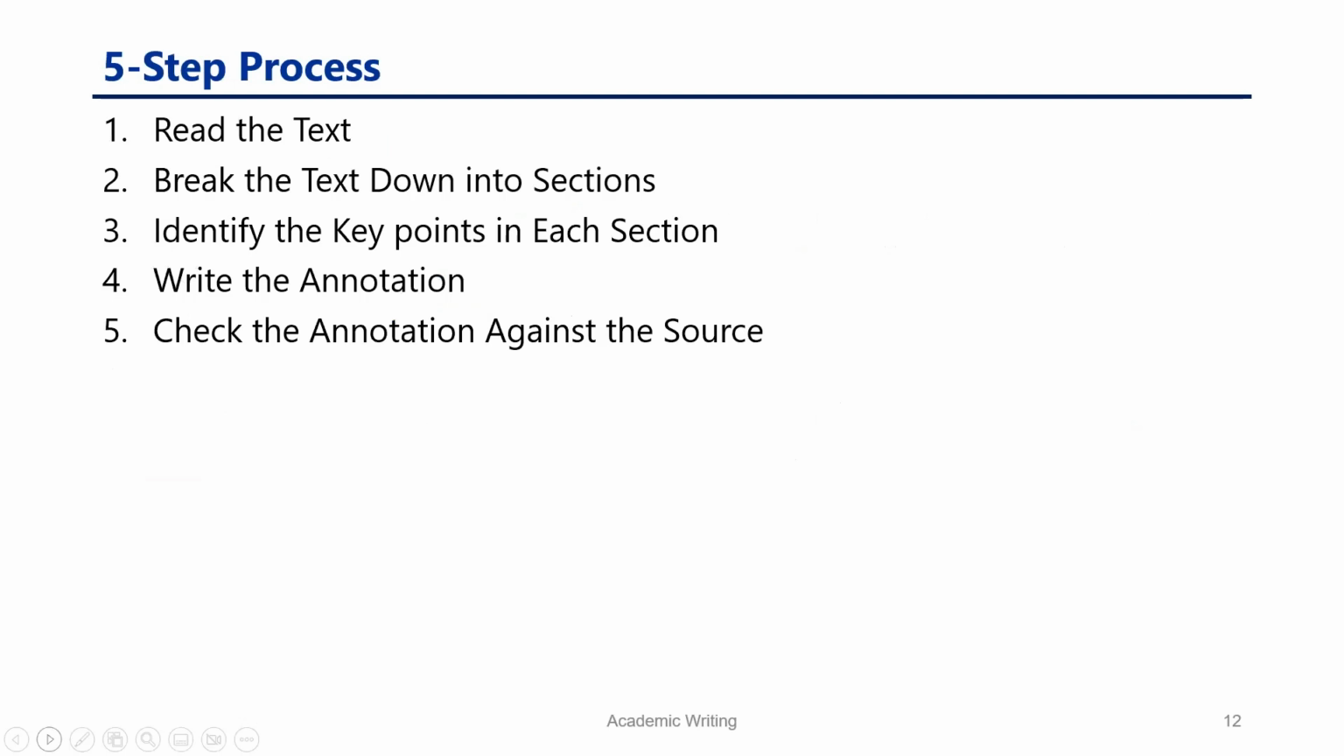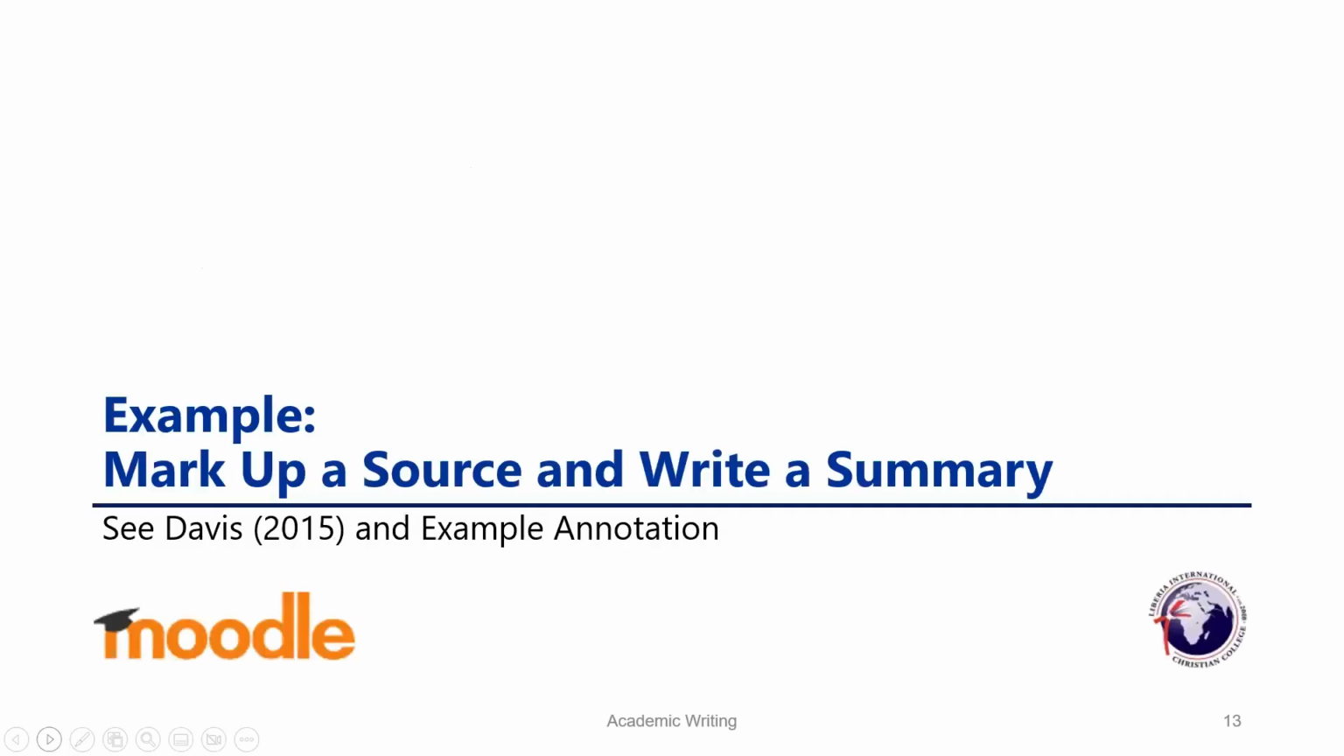So here's a 5-step process to use when writing an annotation. First, read the text. Then, break the text down into sections. Identify the key points in each section. Then write the annotation. And finally, check the annotation against the source. So let's do an example.